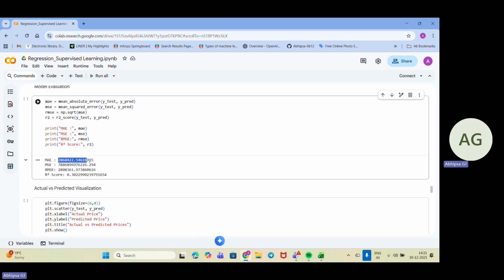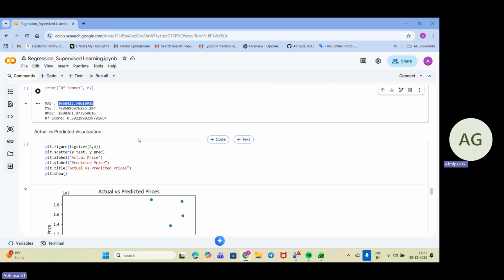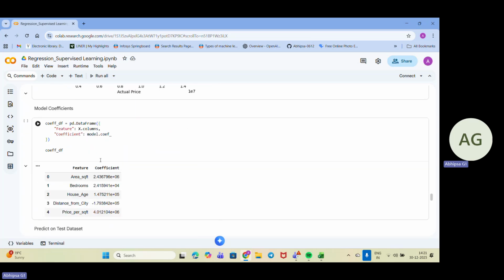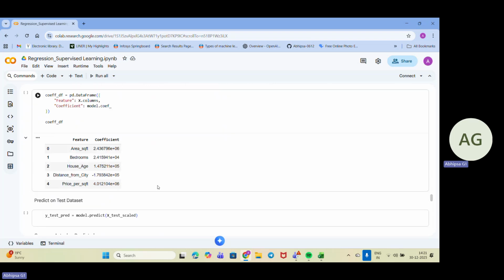Okay. So here this value is not perfectly zero. MAE value is not zero, so we can't say that my model is perfectly working, right? So that's why we prepared the actual versus predicted visualization. And we have taken the model coefficients. So what are the model coefficients? My formula is y equals m1 x1 plus m2 x2 plus m3 x3 plus b, where the m's are the slopes, so we want to get the coefficients. So these are the values of the coefficients that we have got.